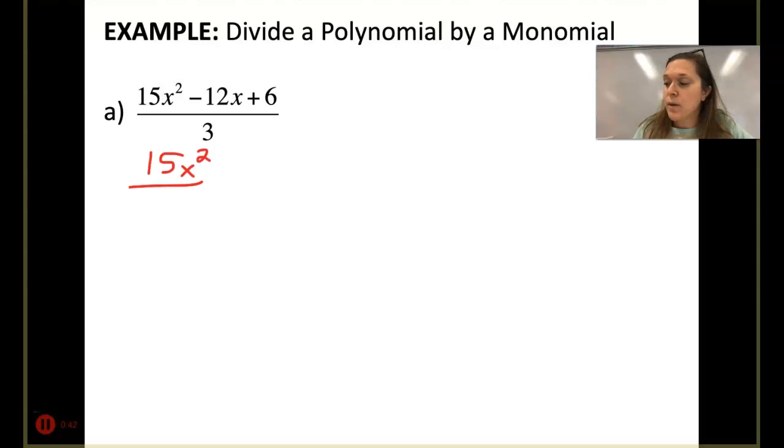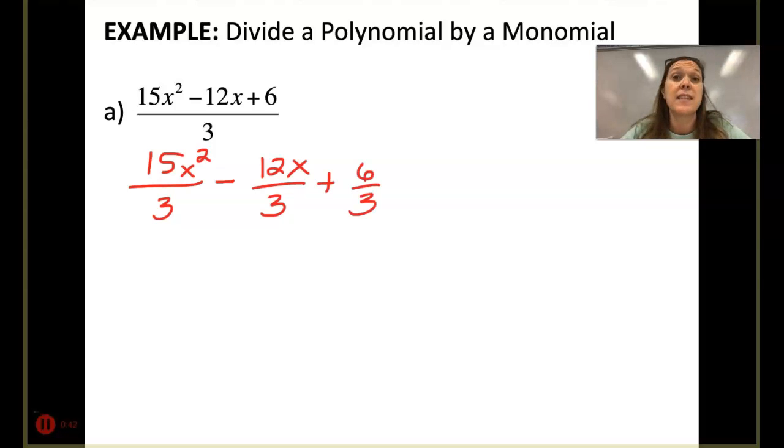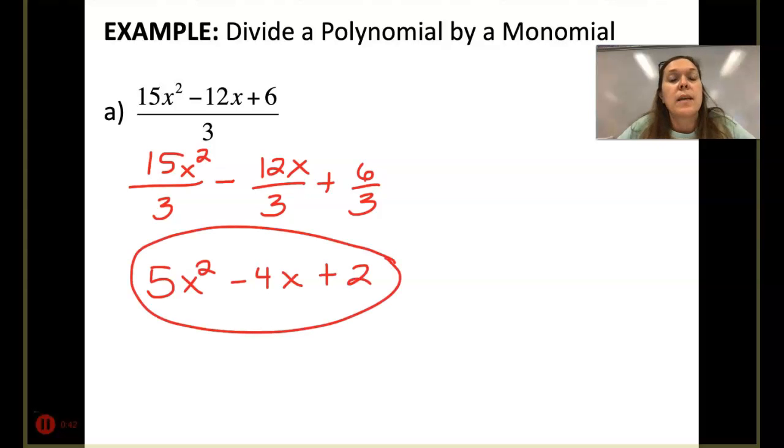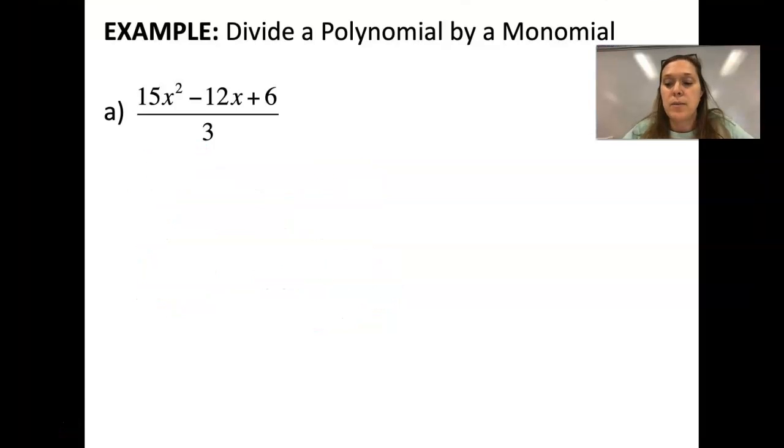So 15x squared, we're going to take and divide by 3, bring down your minus 12x, we're going to divide by 3, and then 6, we're going to divide by 3. So we're just going to separate those into 3 different fractions and then simplify. So 15x squared divided by 3 would be 5x squared. 12x divided by 3 would be 4, so minus 4x, and 6 divided by 3 is 2. Okay, so that is division of a polynomial by a monomial.